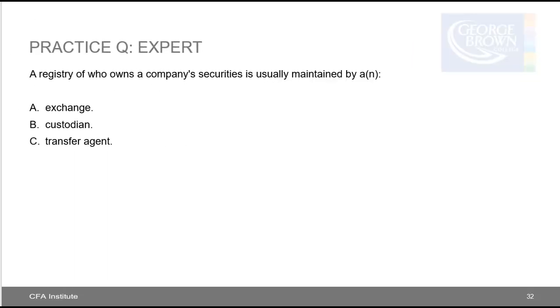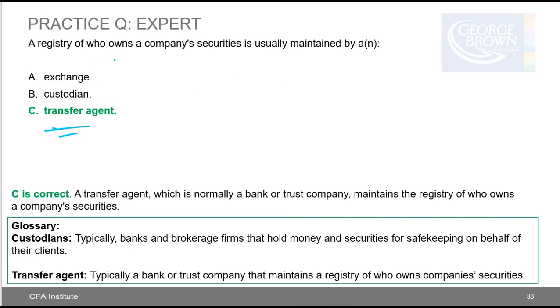So a quick practice question to check our understanding out of the learning ecosystem classified at the expert level. The question is, a registry of who owns a company's securities is usually maintained by A, an exchange, B, a custodian, or C, a transfer agent. Okay, the correct answer is C. A registry of who owns a company's securities is usually maintained by a transfer agent.